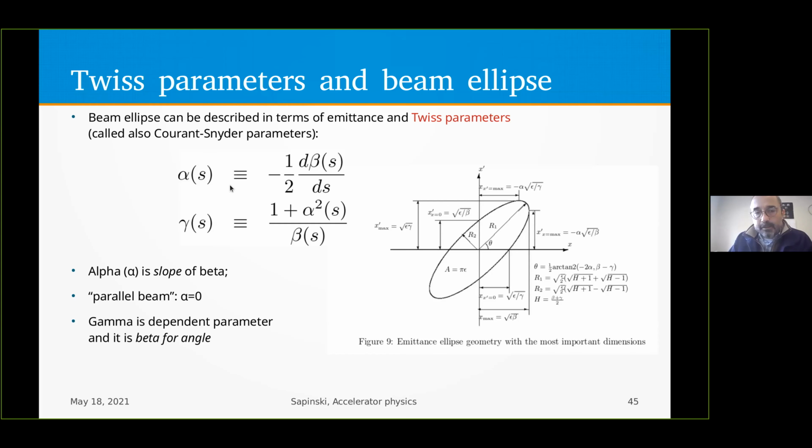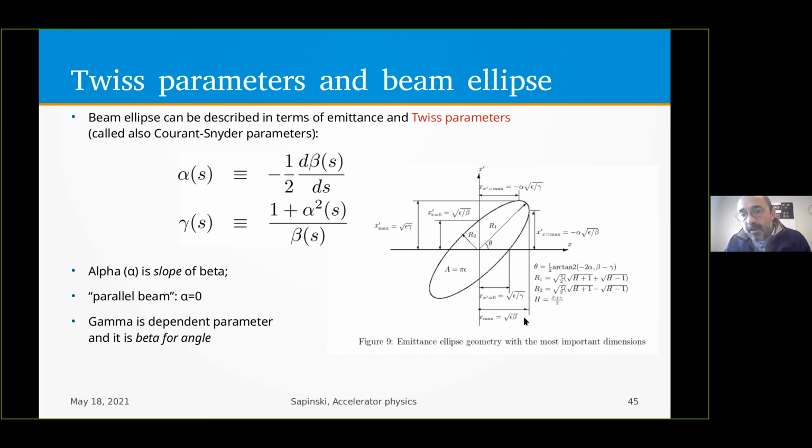These three functions, alpha, beta, and gamma, are called twiss parameters, or sometimes, for people more aware of the history, Courant-Snyder parameters. They are very much related to the beam ellipse. Here you see the relation. So this is the beam ellipse. It has a certain emittance.